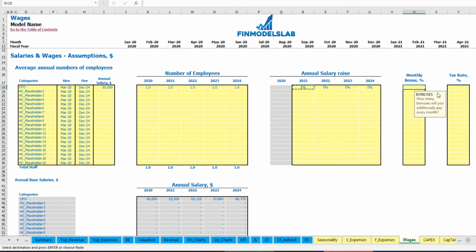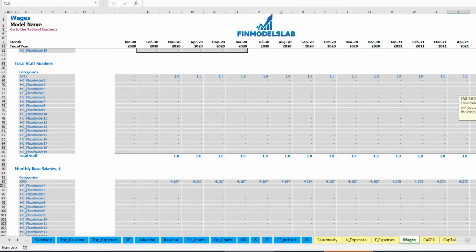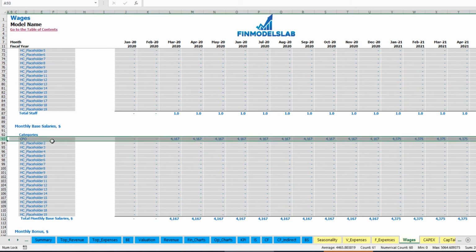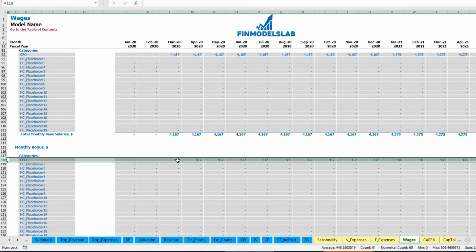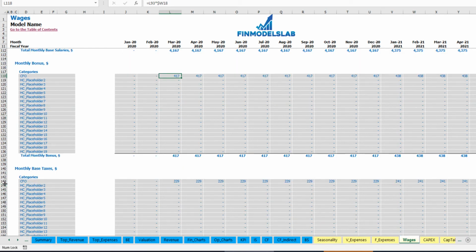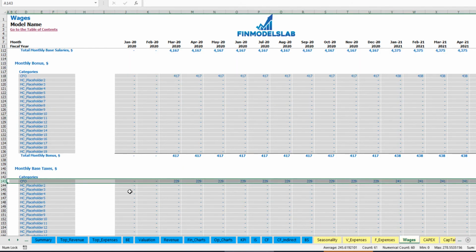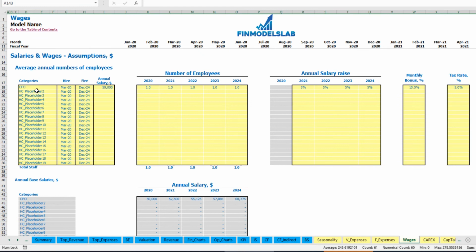Let's set up 10% monthly bonus and 5% tax rate. So you may see below the calculation of salary broken down by months, monthly bonus, which is 10%, and 5% of monthly taxes related to the payroll.